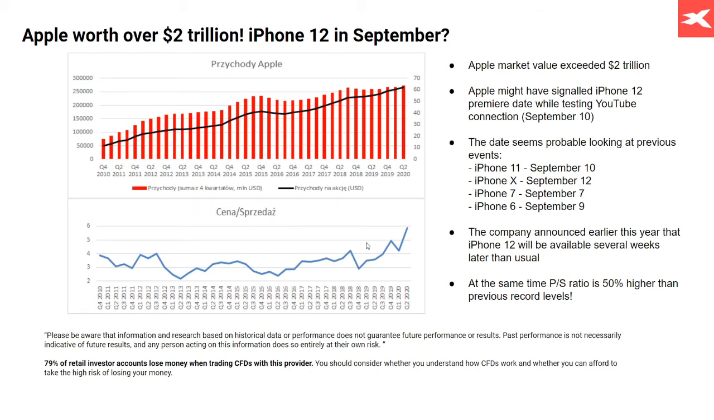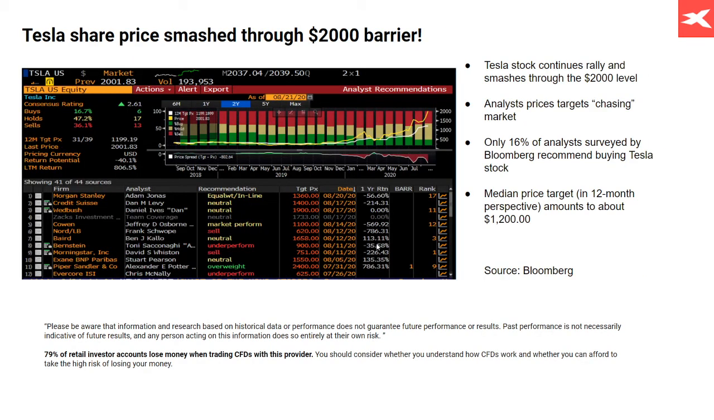We can see that here. Tesla share price smashed through the $2,000 barrier. Tesla shares were around $200, $250, $300 about a year ago, and then the price continued to increase. After breaking through 1,000, we saw this price skyrocket, and the price managed to break through the $2,000 level just most recently. Analyst price targets are chasing the markets. Between quotes, this means that the market is acting faster than the analyst expectations.